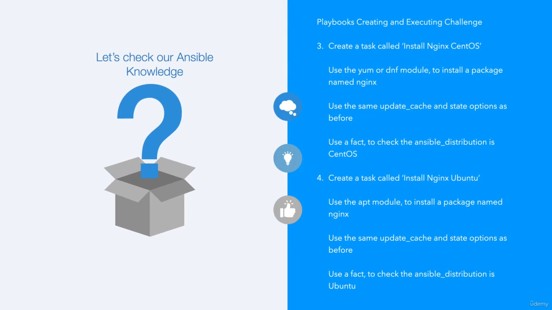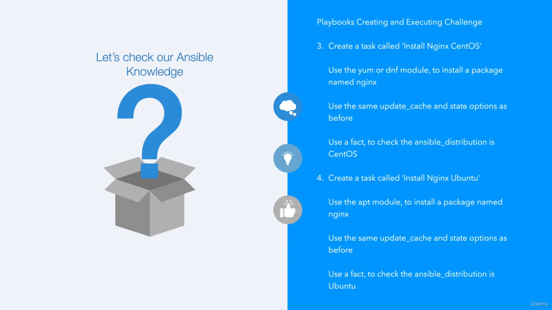We're going to install the Nginx web server on both CentOS and Ubuntu. Create a task called install Nginx CentOS, using either the yum or dnf module to install the package Nginx. Again, use the same update_cache and state options as we used before. Also, you can reuse the fact check to make sure that we're targeting CentOS.